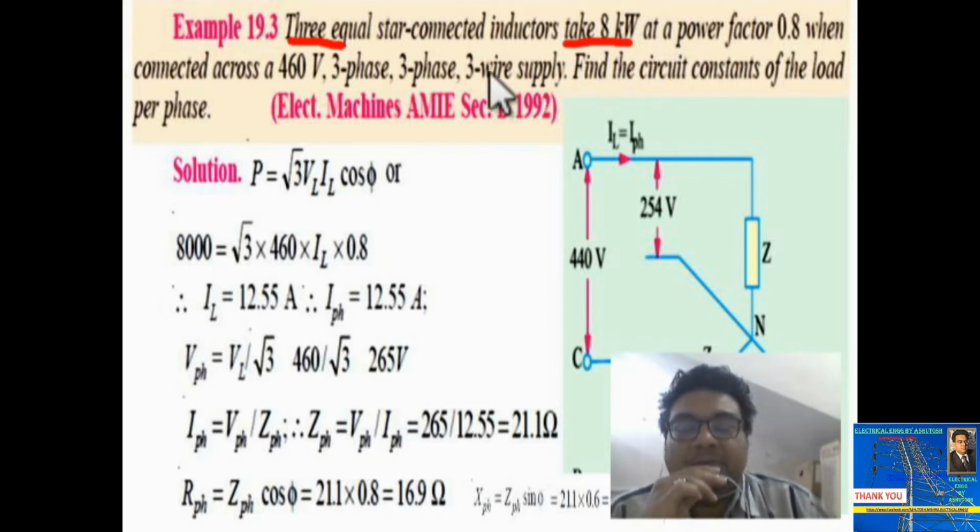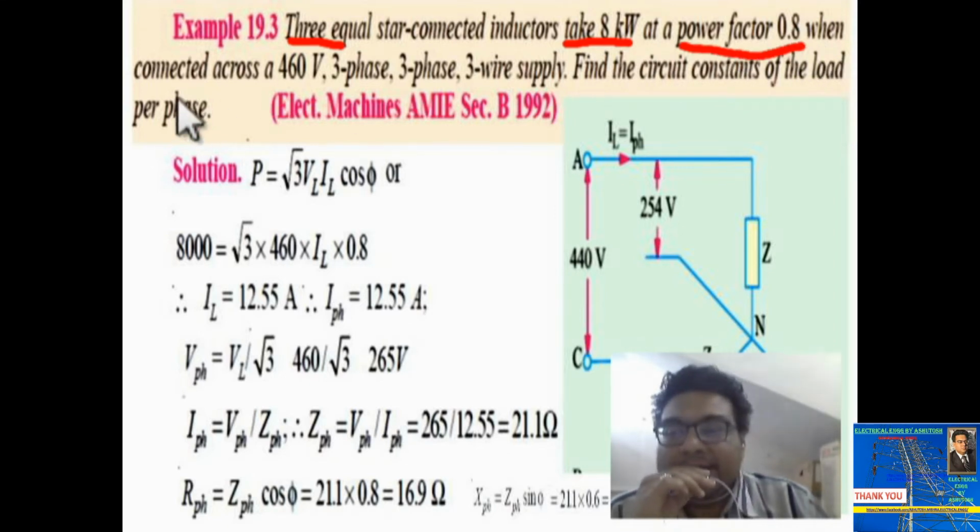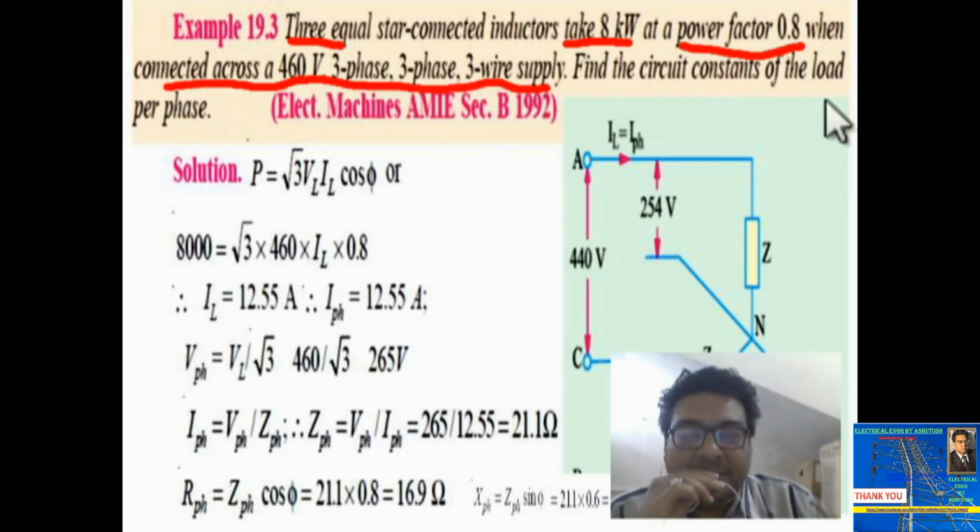This is the value of active power. We are given a power factor of 0.8; cos phi is already given. When connected across a 460 volt 3-phase 3-wire supply, find the circuit constants of the load per phase.